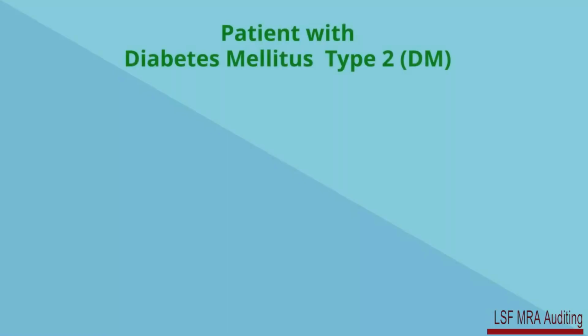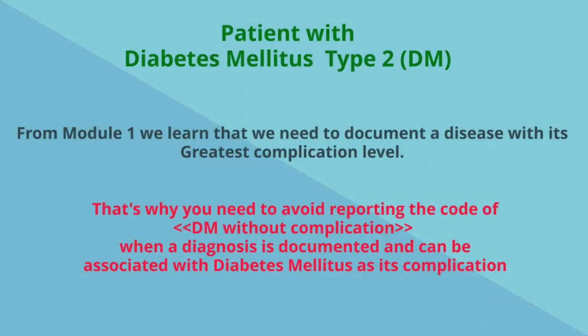Always document a disease with its greatest level of complication. This is what we learn from the Module 1 lesson. Therefore you need to avoid reporting diabetes without complication when a diagnosis is documented and can be associated with diabetes mellitus as a complication.